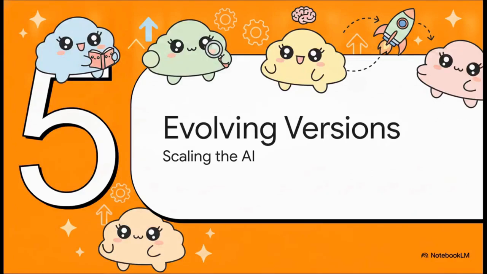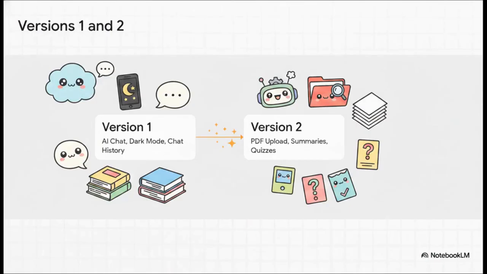All right, let's look at the long-term vision in Section 5, evolving through 4 versions, scaling the AI. Development is always best done in iterations, right? Version 1 is just about getting the core mechanics working. Basic AI chat, saving your chat history, and throwing in dark mode for those late-night cram sessions. Once that's totally stable, version 2 tackles the heavy lifting. This is where you program the logic to parse uploaded PDF documents, generate automatic note summaries, and dynamically create quizzes based directly on the student's syllabus. That is a massive value add for any learner.